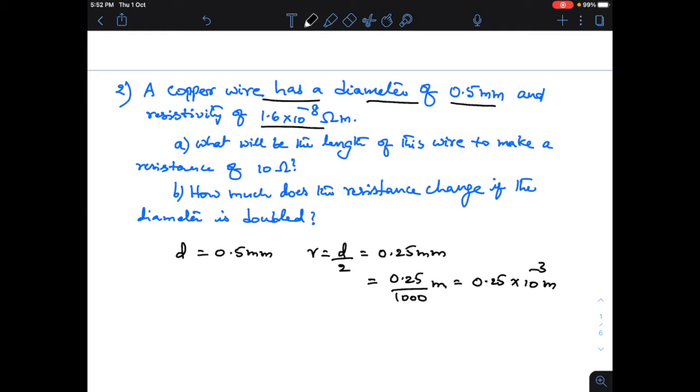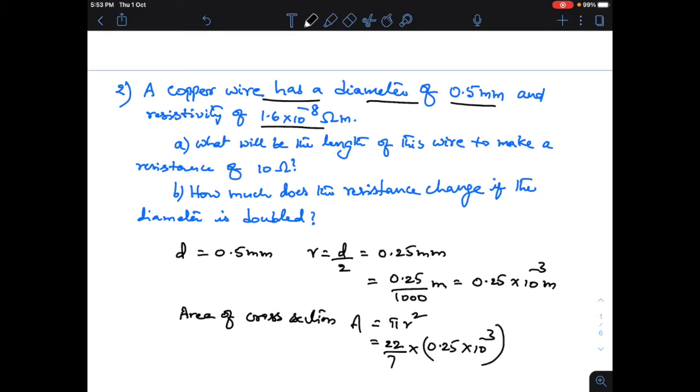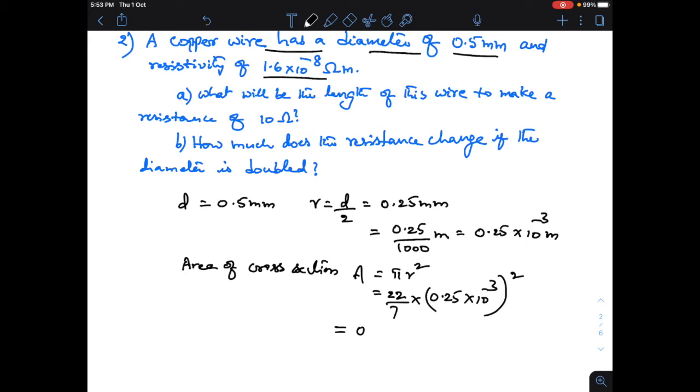And then let us calculate the area of cross section. A is equal to pi r square. Pi is 22 by 7, r square is 0.25 into 10 to the power of minus 3, which we have calculated, whole square. When you simplify, you get 0.1964 into 10 to the power of minus 6, since 10 power minus 3 whole square becomes 10 power minus 6, and the units will be meter square.